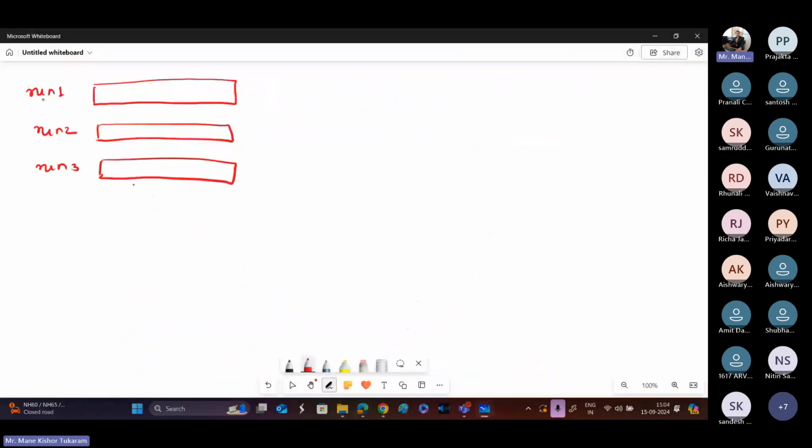So we are just having the 4 records. 1, 2, 3, 4. So 3 runs and 4 records. And what is our objective? We have to apply the 3-way merge sort.